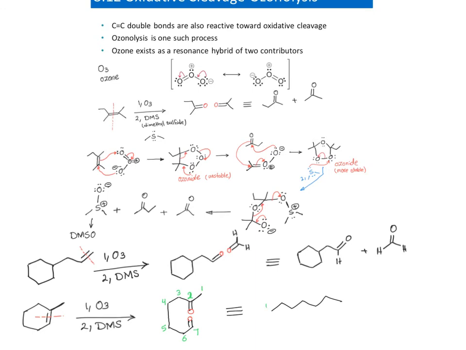Okay, 1, 2, 6, and 7. Now to carbon number 2, we have CO double bond. Okay, and to carbon number 7, we also have CO double bond. Okay, so one side is a ketone and one side is an aldehyde.